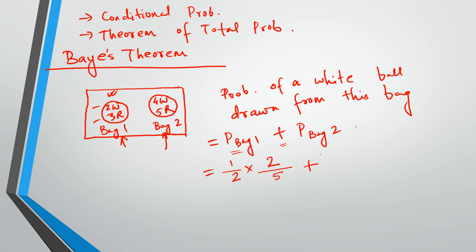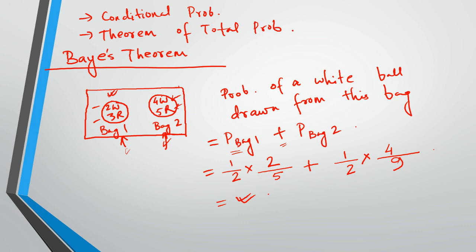Plus, what is the probability that you will select bag 2? Similarly, it's half. What is the probability that it has to be a white ball? So 4, because you have 4 white balls and 5 red balls in bag 2. So 4 divided by 9, right? This answer will give you the probability of a white ball drawn from either of the bags, bag 1 or bag 2.